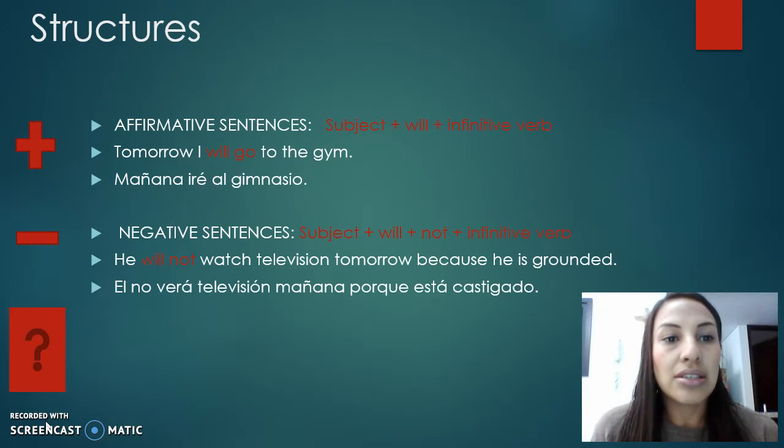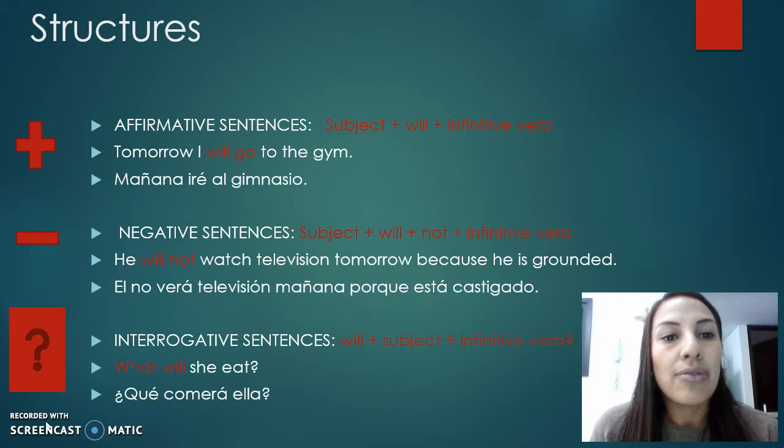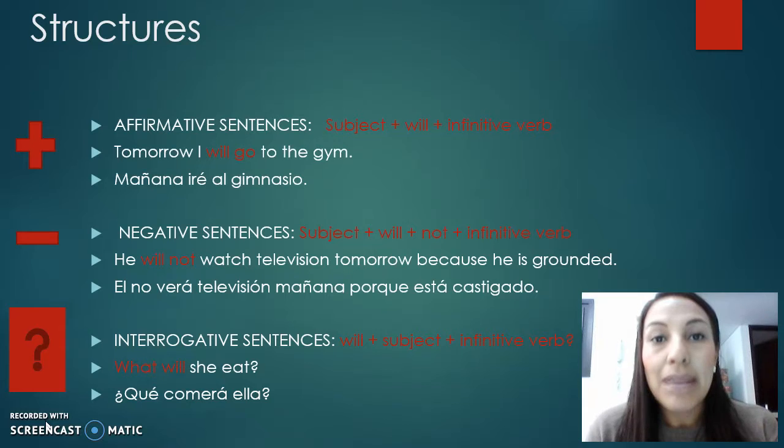Here we can see the structures. For affirmative sentences, we have to use subject plus will plus infinitive verb. Tomorrow I will go to the gym. For negative, subject plus will plus not plus infinitive verb. For example, he will not watch television tomorrow because he is grounded.